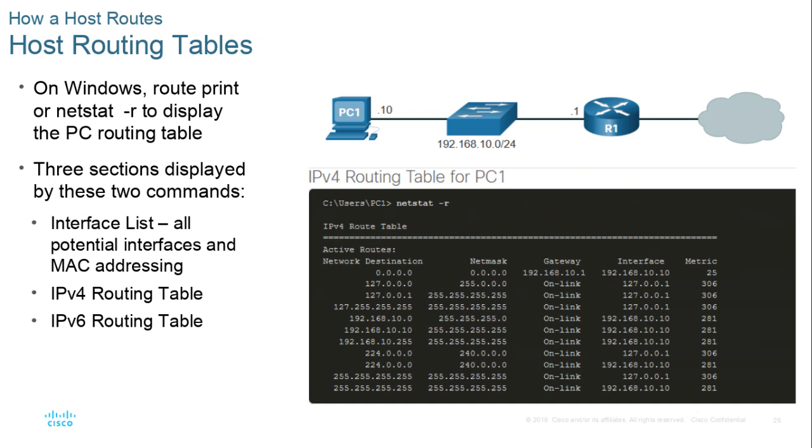Okay, so I got ahead of myself here. You can type route print or netstat -r, and you'll see the routing table on your individual PC. In this case, we're seeing the IP version 4 routing table in this print on the right side. There's 127.0.0.1, his own loopback address, and then his network address, 192.168.10.10. And he knows what his default gateway router is, 10.1.